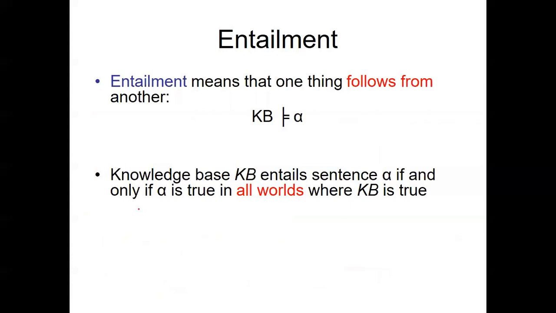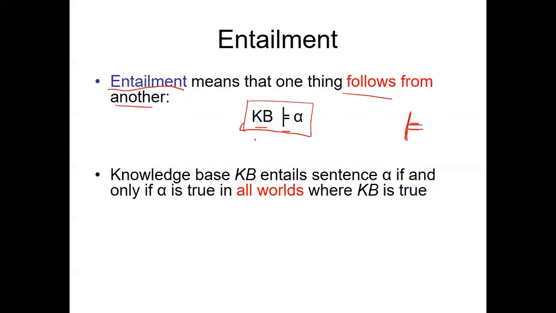Now we are going to discuss an important concept called entailment. So entailment means one thing follows from another. Entailment is represented using this symbol. This is the symbol which we use to represent entailment. So here we say that KB entails alpha. This is how it should be read. KB entails alpha. What do we mean by that?